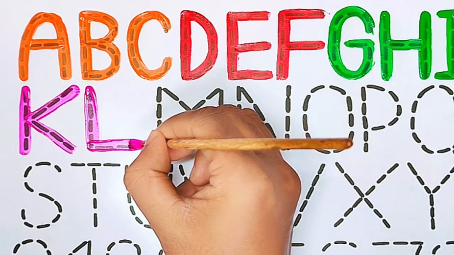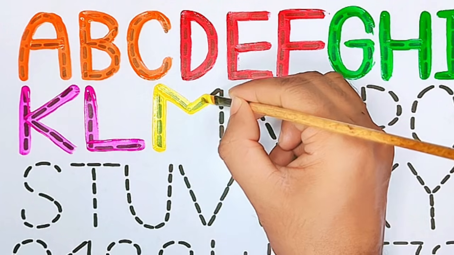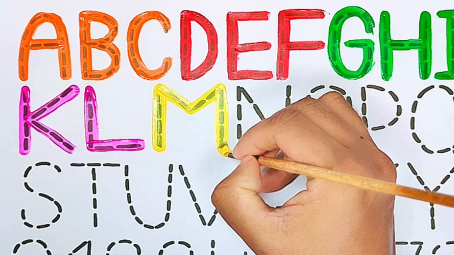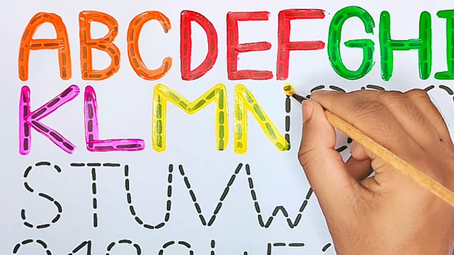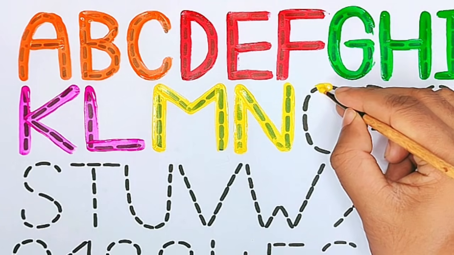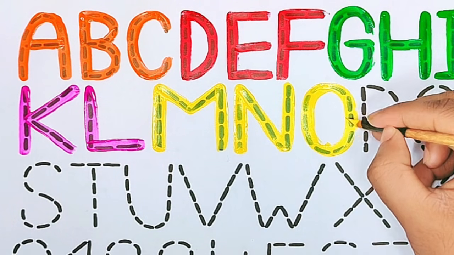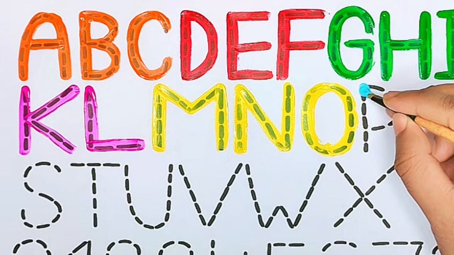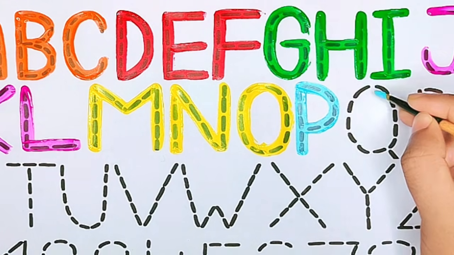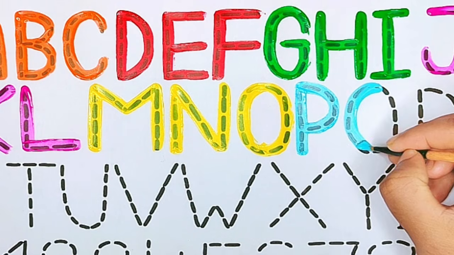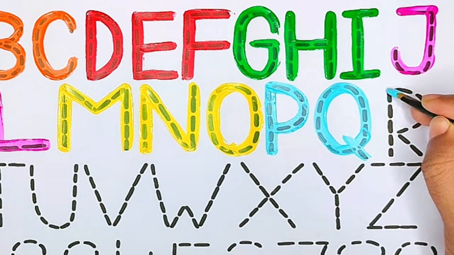L for lollipop. M for moon. N for noodles. O for onion. P for pencil. Q for quartz.